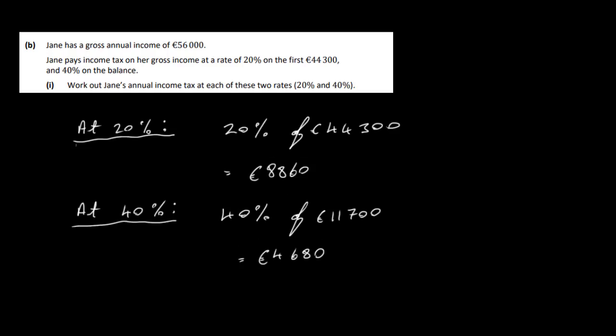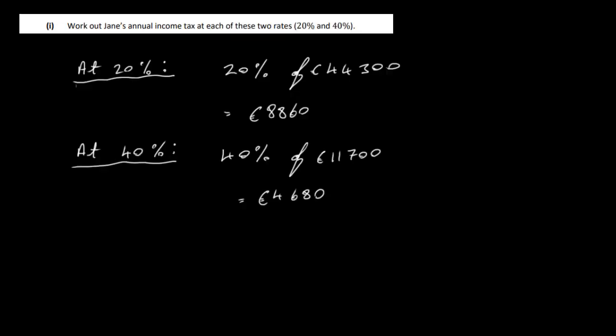Normally we'd add those two together to get the total gross tax. Let's have a look at the next part. We'll probably have to do that in the next part. So in part 2 then, Jane has an annual tax credit of 3,300. Work out Jane's annual take-home pay. Okay, so her gross income was 56,000 euros.